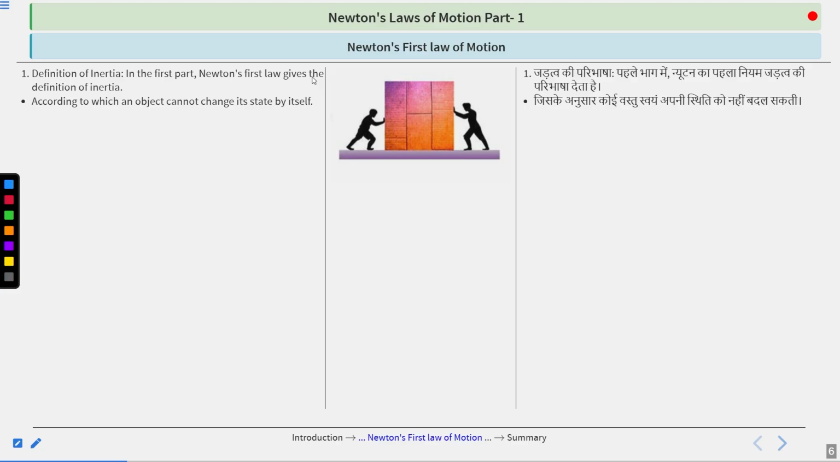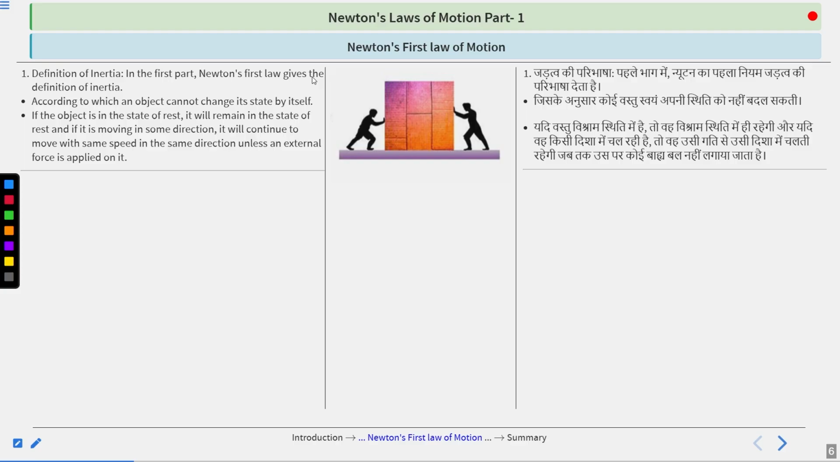No body could change its position by itself. If the object is in a state of rest, it will remain at rest. And if it is moving in some direction, it will continue to move with the same speed in the same direction, unless an external force is applied on it. This means we require some external force to be applied on a particular body if we want to change its state, whether we want to make a resting body move or a moving body rest. So in both conditions, we require some external force.